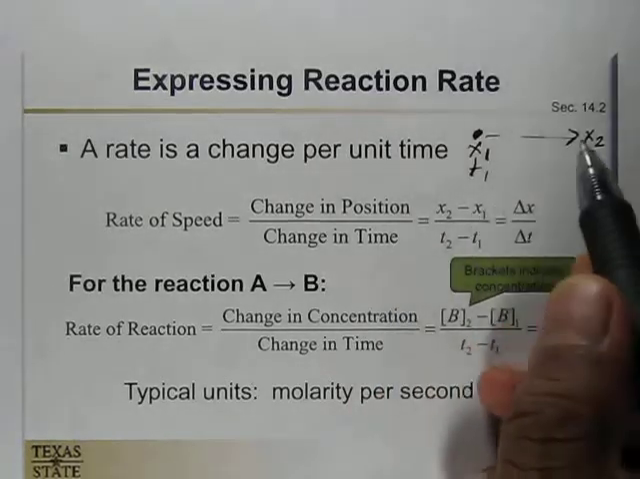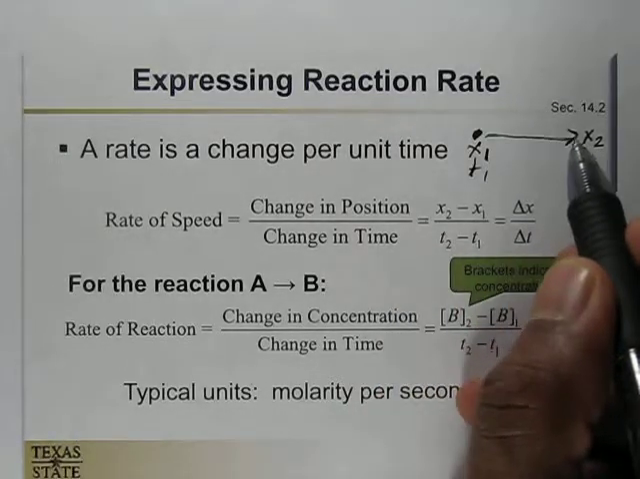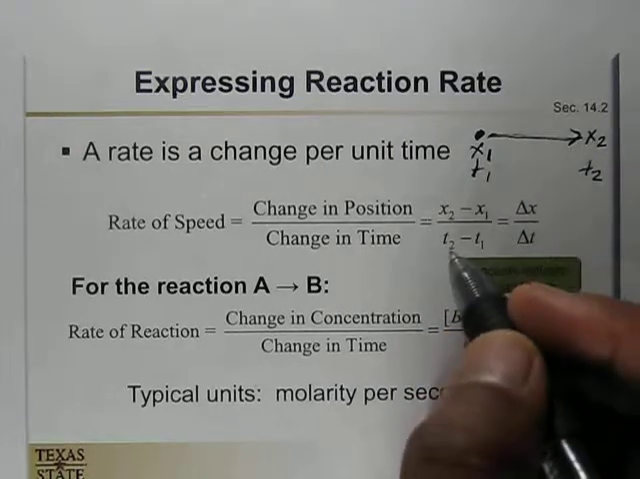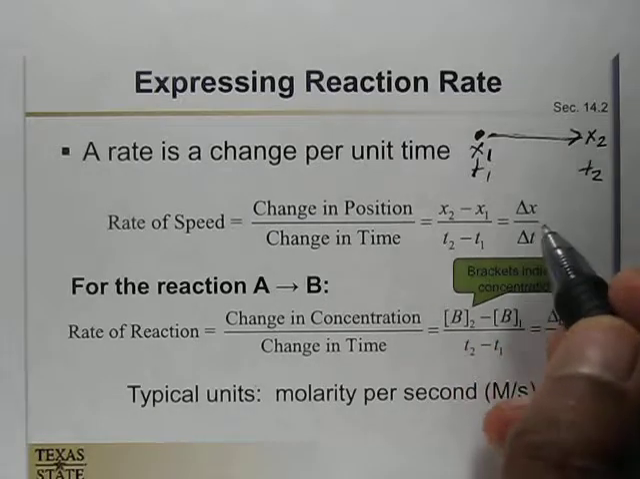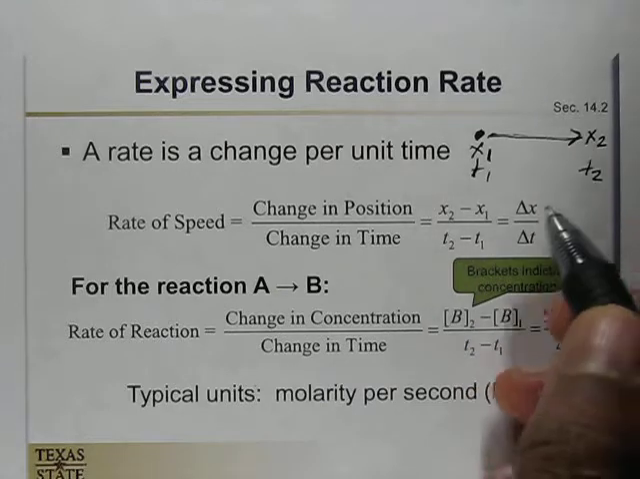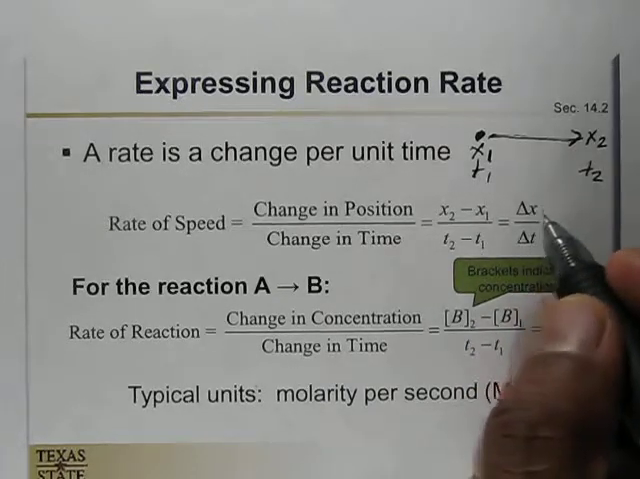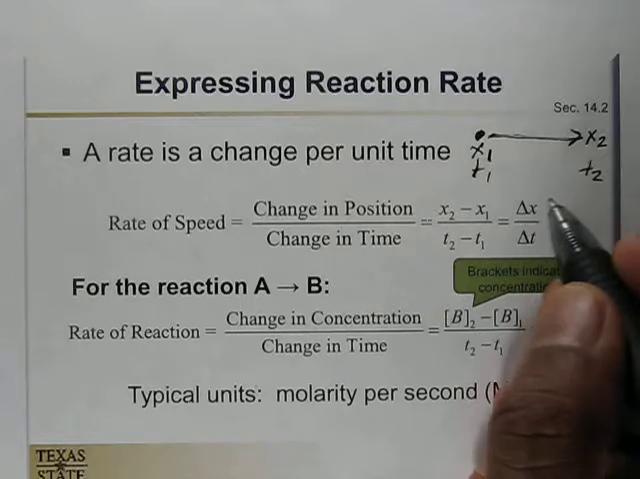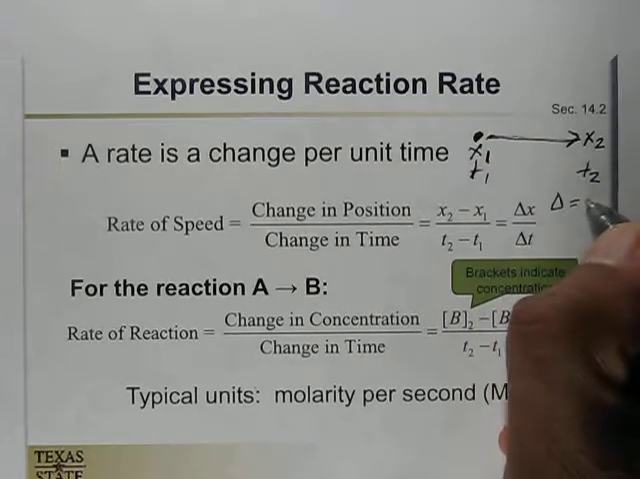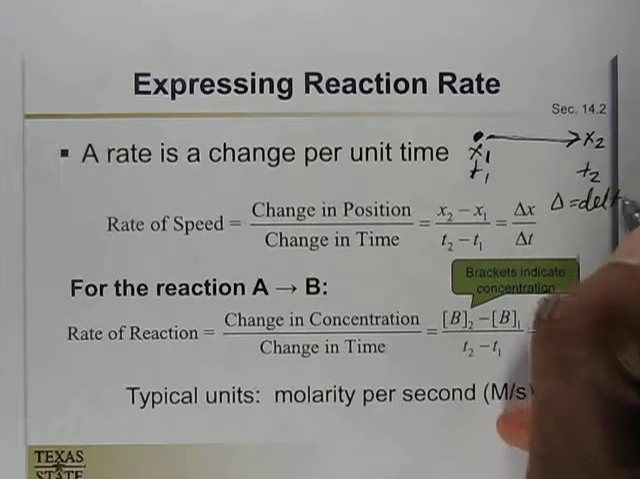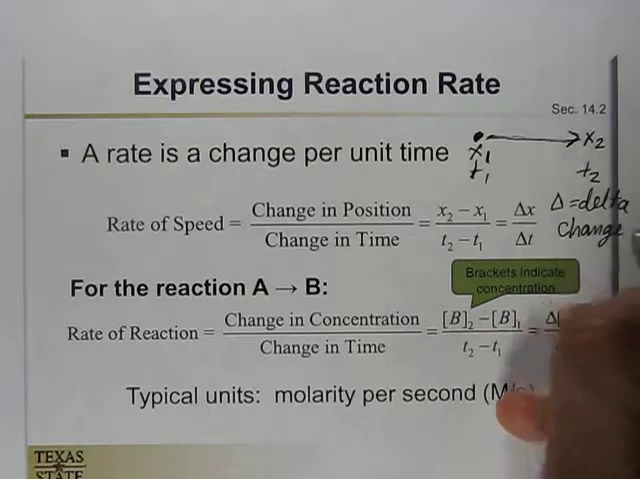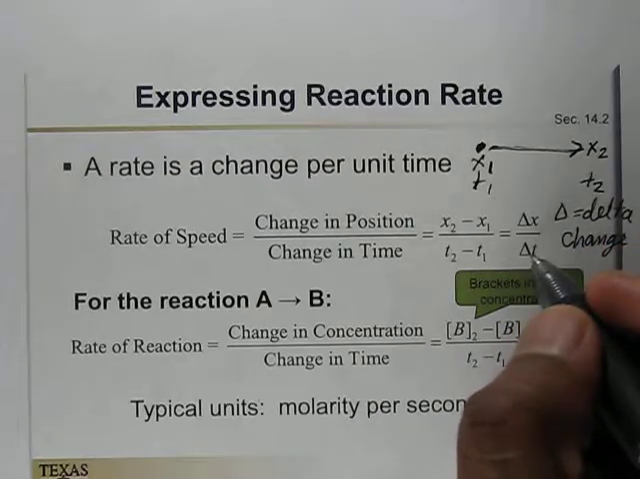So what we can do is subtract how much distance you covered from x1 to x2. So x2 minus x1 divided by t2 minus t1 is the change in position over the change in time. So we can write delta x divided by delta t. Delta means difference. This triangle sign is called delta, right? And delta means a change. How much change occurs in the distance, how much change occurs in the time.